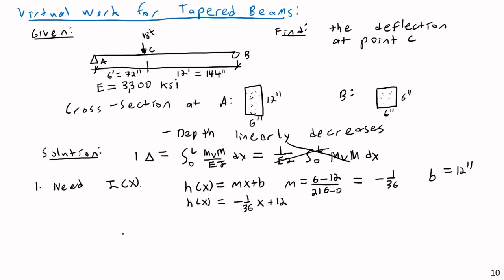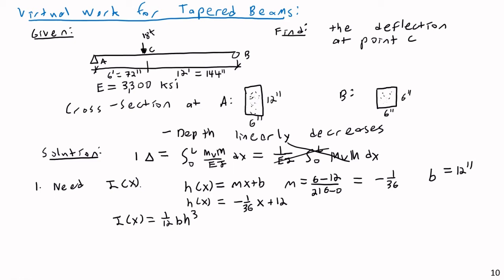And that's all fine, but the real problem is that moment of inertia is not going to be linear. So our height may be linear, but our moment of inertia is not just proportional to height. If you remember back to your mechanics of materials, the moment of inertia for a rectangular cross-section is 1/12 bh cubed.